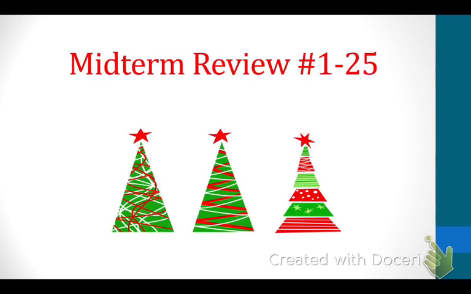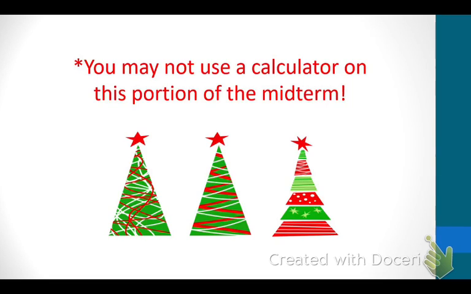All right, so today we are going to go through numbers 1 through 25 on your midterm review sheet. My goal is to make sure that you guys have all of the correct answers. So as we go through this, if you see that something is not correct on your paper, please erase it and fix it, okay? This particular portion that we are going over today, you may not use a calculator. So if you have a calculator out right now, you don't need that.